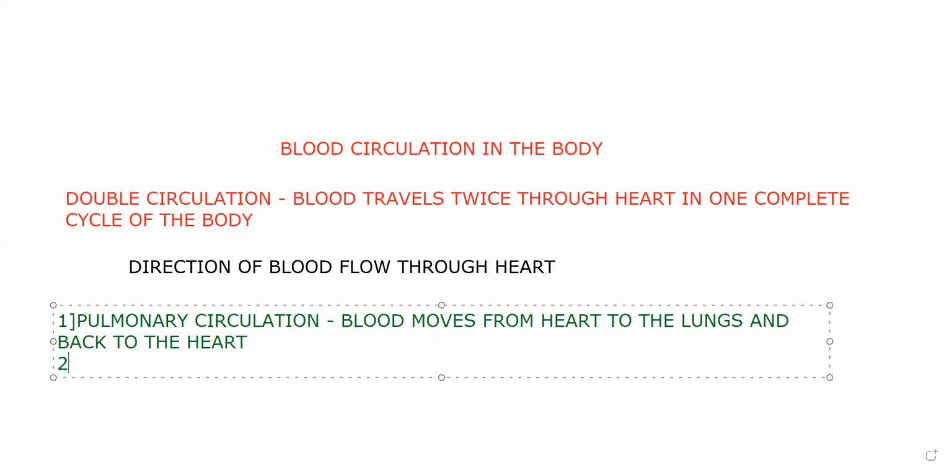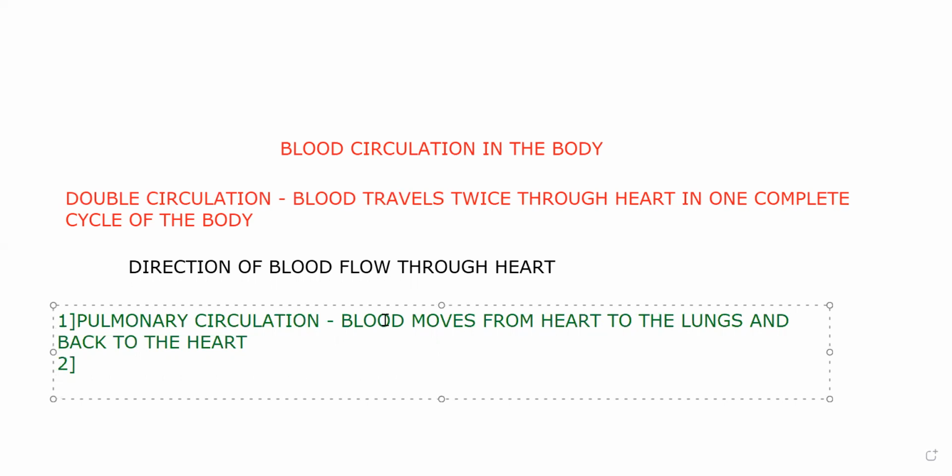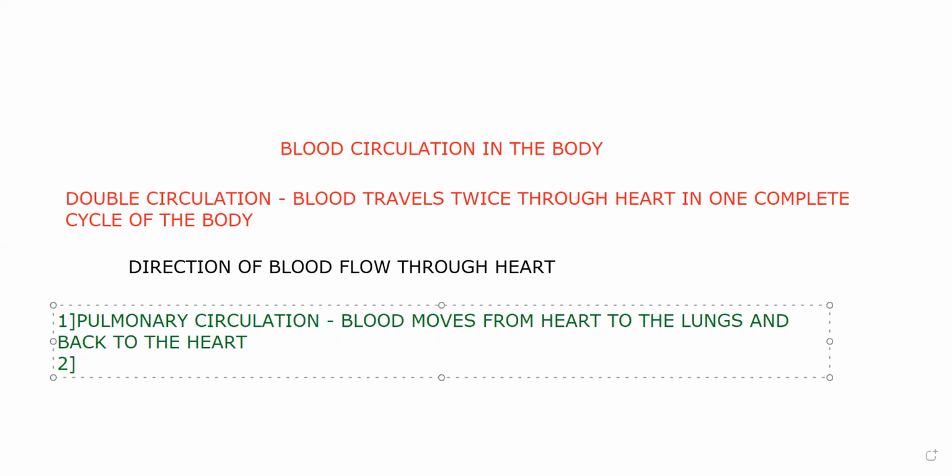The second one is systemic circulation. In this, blood moves from the heart to the rest of the body and back to the heart. The first one was heart to lungs; the second one is heart to the rest of the body.